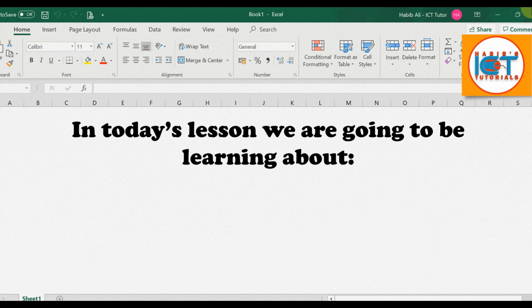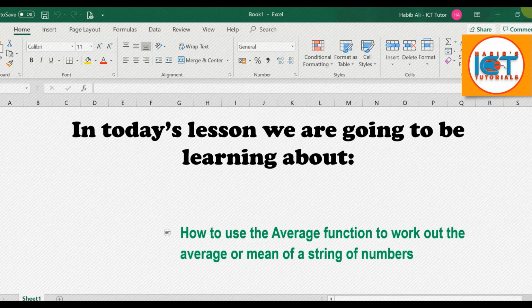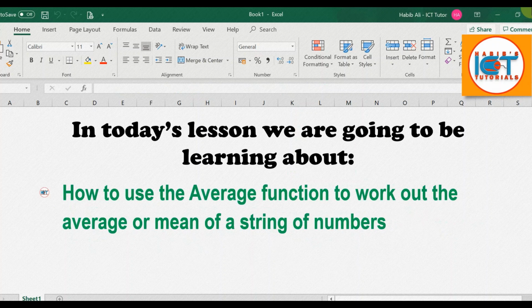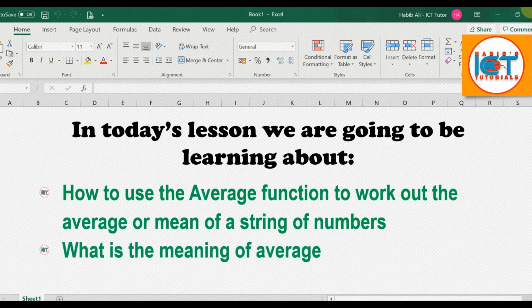So in today's lesson we are going to be learning about how to use the average function to work out the average or mean of a string of numbers. And also we will understand what is the meaning of average.